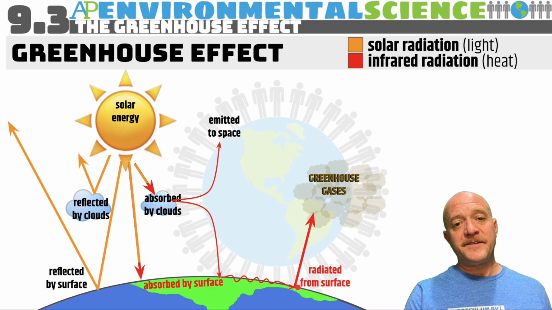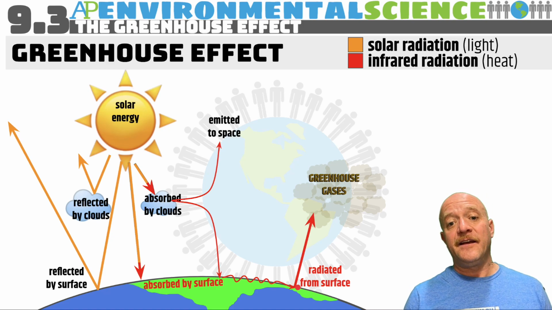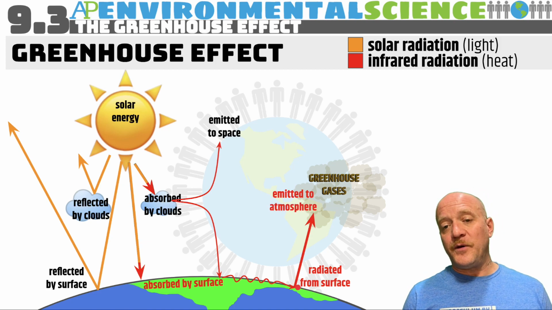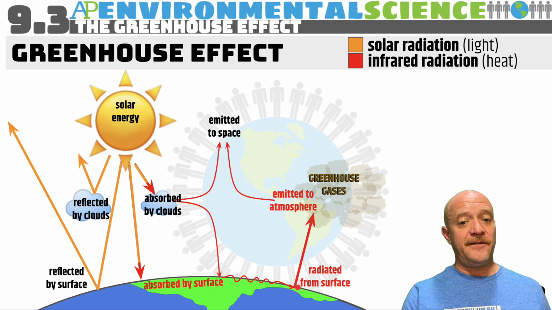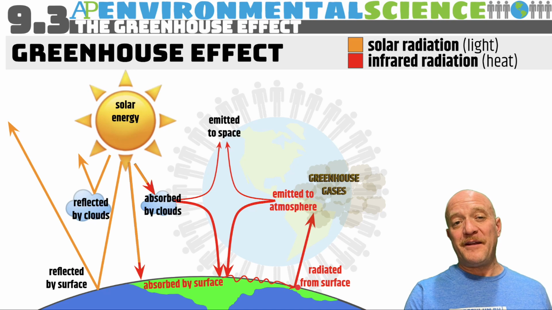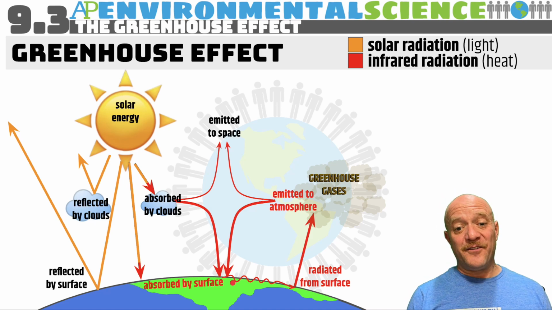However, that gets trapped by the greenhouse gases. So gases like carbon dioxide, methane, chlorofluorocarbons, nitrous oxide, those are all greenhouse gases. Also water. Now, some of them are going to absorb that heat energy. Some will be emitted back to the atmosphere, but some will be emitted back to the Earth. So the problem is all of this infrared radiation being reabsorbed and re-radiated back to the Earth's surface. And this is a cycle that just keeps happening.